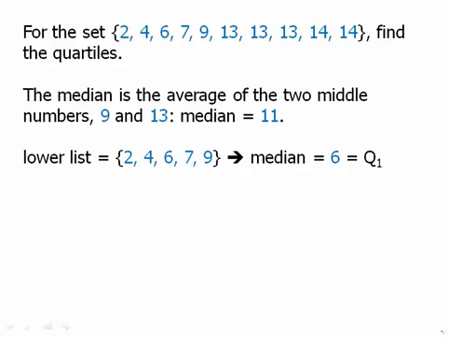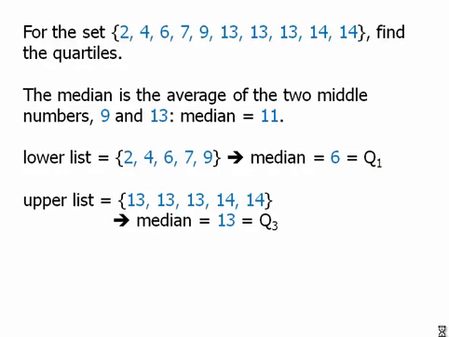The lower list are the five lowest numbers, 2, 4, 6, 7, 9. The median is clearly the middle of that list, 6. That's Q1. The upper list, 13, 13, 13, 14, 14. The median is the middle, 13. That has to be Q3.